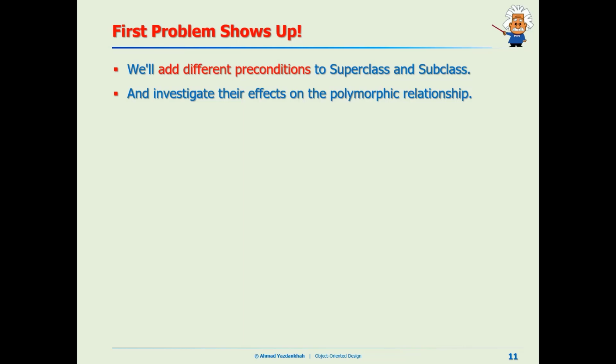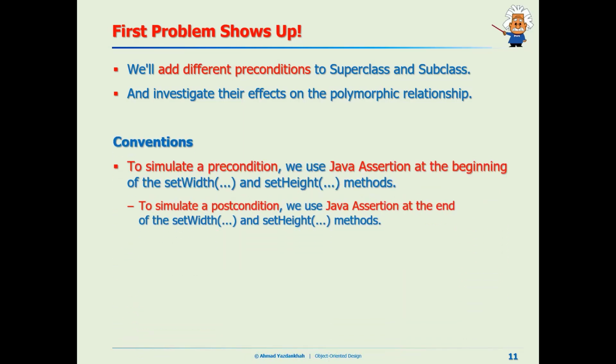But before that, let me mention two conventions that we are going to use. If we want to add a precondition to a method, I have to simulate that in my test case. For simulation, I just add a Java assertion at the beginning of the method, as I will show you in the live demo. And for the postcondition, we again use a Java assertion at the end of the method, I mean, right before we end the method, all right?